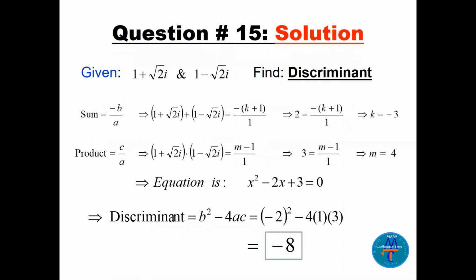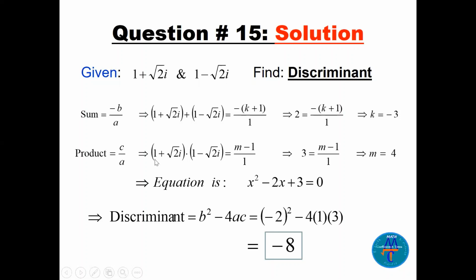And then use the sum and the product. I think you have seen this in the algebra course lectures. The sum is minus b over a, this is only for quadratic, the product is c over a. So the sum, I just add them. See, that's 2. You just add the solutions. That's 2, equal to minus b, so minus k plus 1 over 1. Cross multiply here, so k will be minus 3.